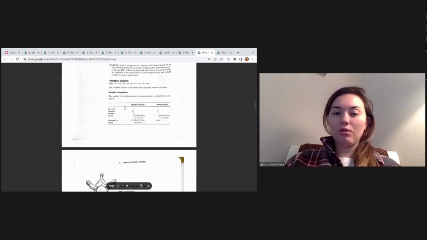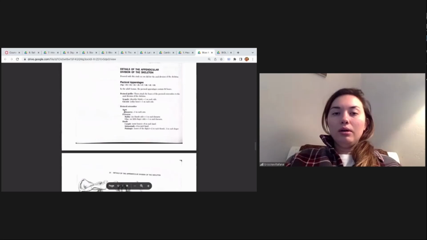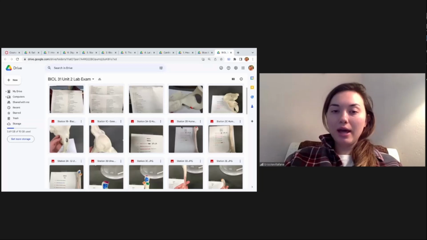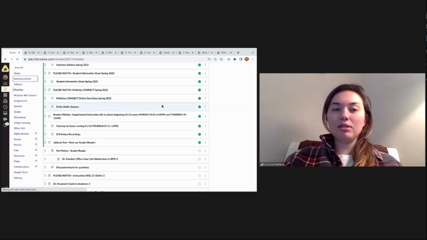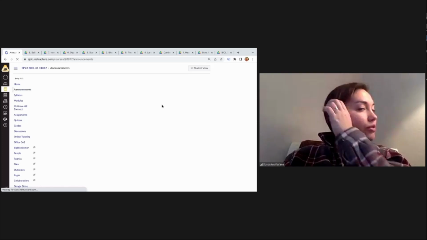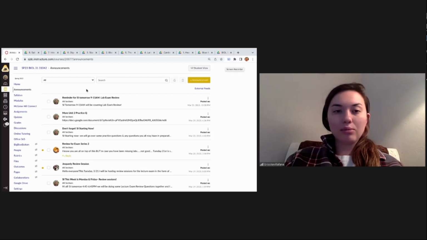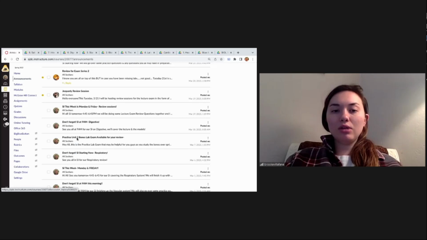And then you do need to know, for example, whether a rib is a left rib or a right rib. And your test will look very similar to this practice exam. I posted this practice exam in the announcements of your class. So if you want to take a look at that, it should be available to you. It's titled Practice Unit 2 Bones Lab Exam, and I said available for your review. It was posted on March 7th.